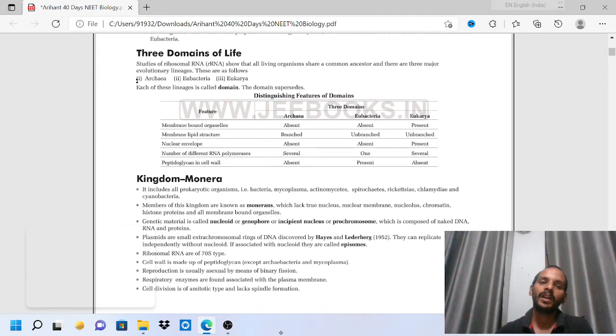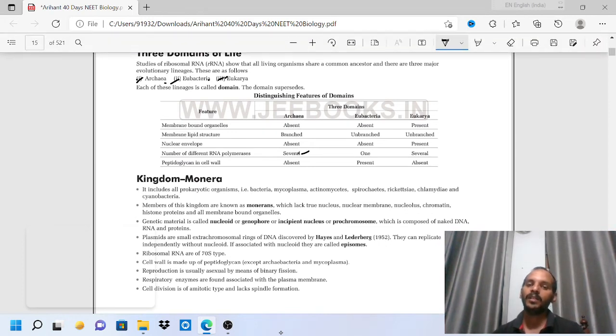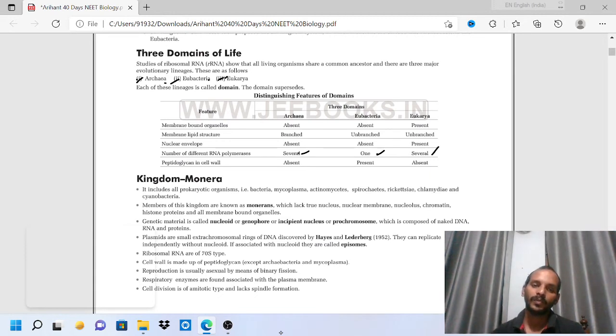Next, there are three domains of life: Archaea, Eubacteria, Eukarya. It is known as domains. Membrane-bound organelles are absent in Archaea, absent in bacteria, present in Eukarya. The membrane lipid structure is branched in Archaea, unbranched in Eubacteria, and unbranched in Eukarya. The nuclear envelope is absent in Archaea and Eubacteria, and present in Eukarya. The number of different RNA polymerases is several in Archaea, one in Eubacteria, and several in Eukarya. Peptidoglycan in the cell wall is absent in Archaea, present in Eubacteria, and absent in Eukarya.